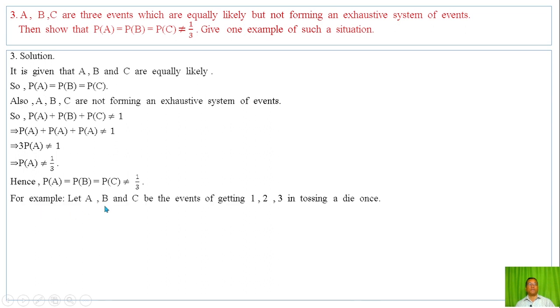For example, let A, B, and C be the events of getting 1, 2, 3 in tossing a die once. Then P of A is 1 by 6, P of B is also 1 by 6, P of C is 1 by 6. A die falls in 6 ways, out of which 1 is favorable, so P of A is 1 by 6. Similarly, P of B is 1 by 6 and P of C is 1 by 6. Therefore, P of A equal to P of B equal to P of C does not equal 1 by 3.